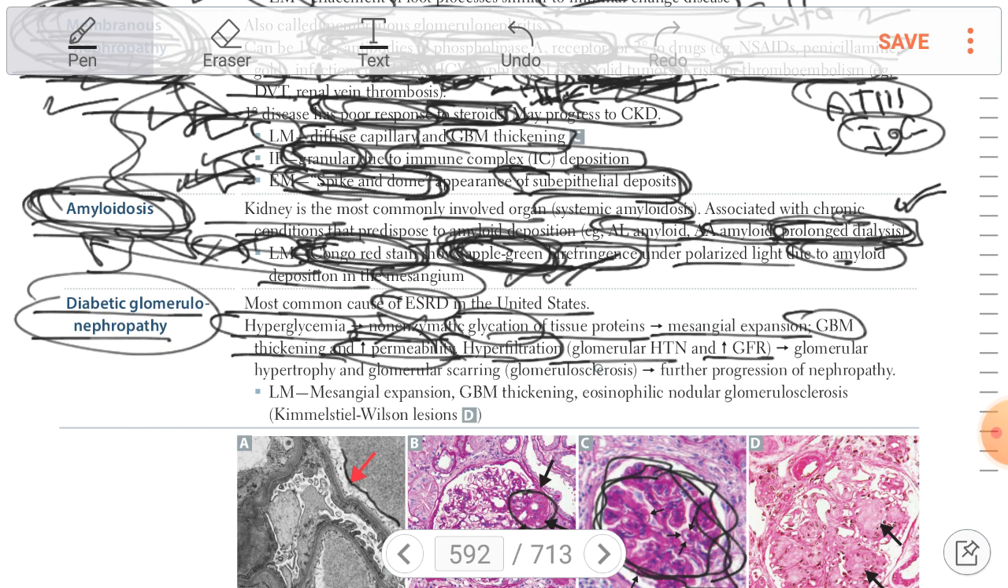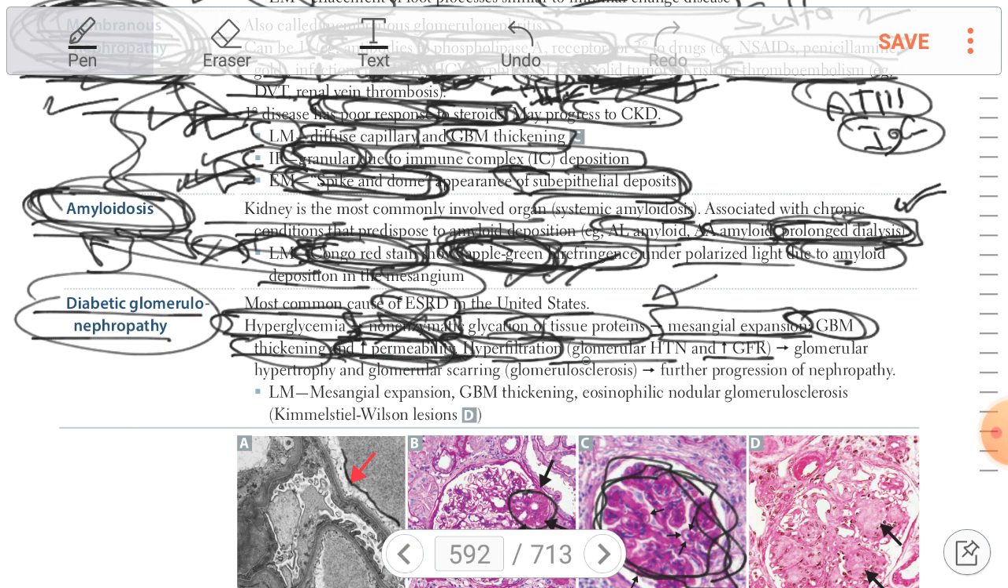So you will check for microalbuminuria, so microalbumin in the urine. For this case, the diabetes will affect the kidney, leading to end stage renal disease. So there is hyperglycemia leading to non-enzymatic, without enzyme, glycation of tissue protein, leading to mesangial expansion and glomerular basement membrane thickening and increased permeability.